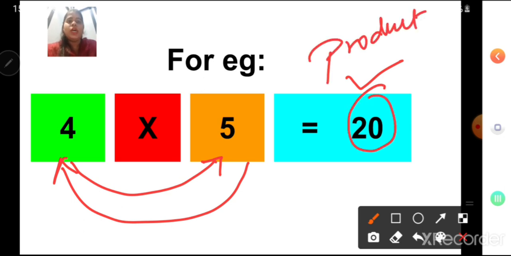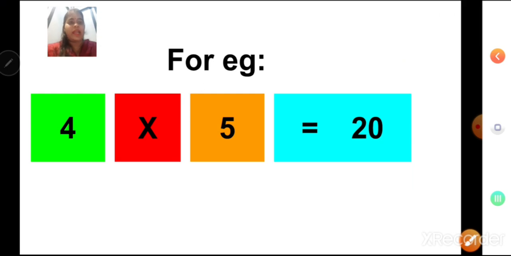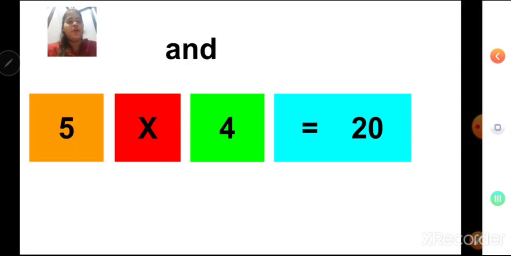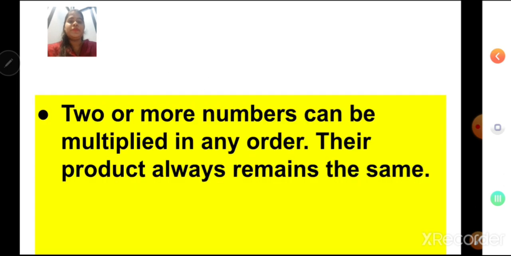The product will not change. So this is our first multiplication fact, that 5 into 4 is equal to 20 and 4 into 5 is also equal to 20. So 2 or more numbers can be multiplied in any order. You can change the order of the numbers and the answer, or the product, will always remain the same.